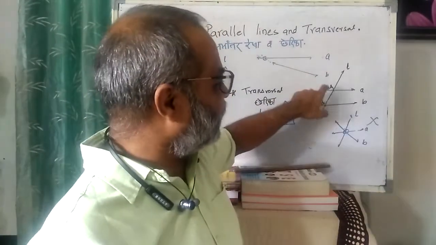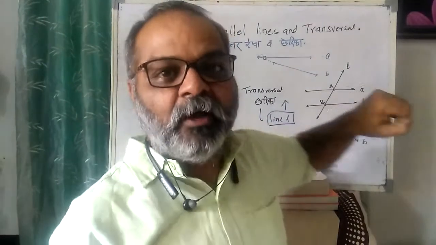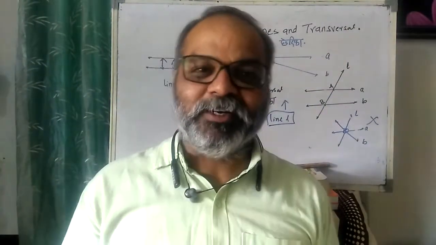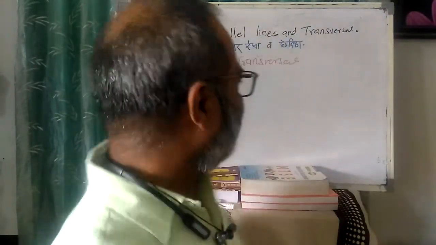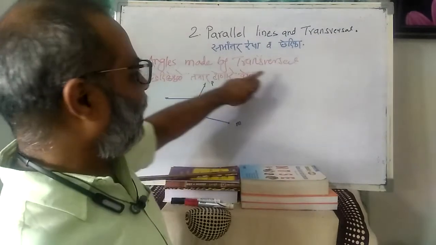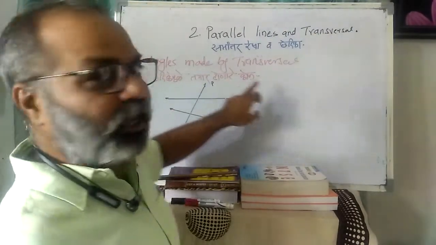Okay, so a transversal intersects two lines in two distinct points. म्हणजे छेदिका दोन भिन्न बिंदूमध्ये छेदते म्हणून तिला आपण काय म्हणतो, छेदिका. ओके, सो देर इज अनदर पॉइंट, एक वेगळा पॉइंट आहे, अँगल्स मेड बाय ट्रान्सव्हर्सल, छेदिकेमुळे तयार होणारे कोन.